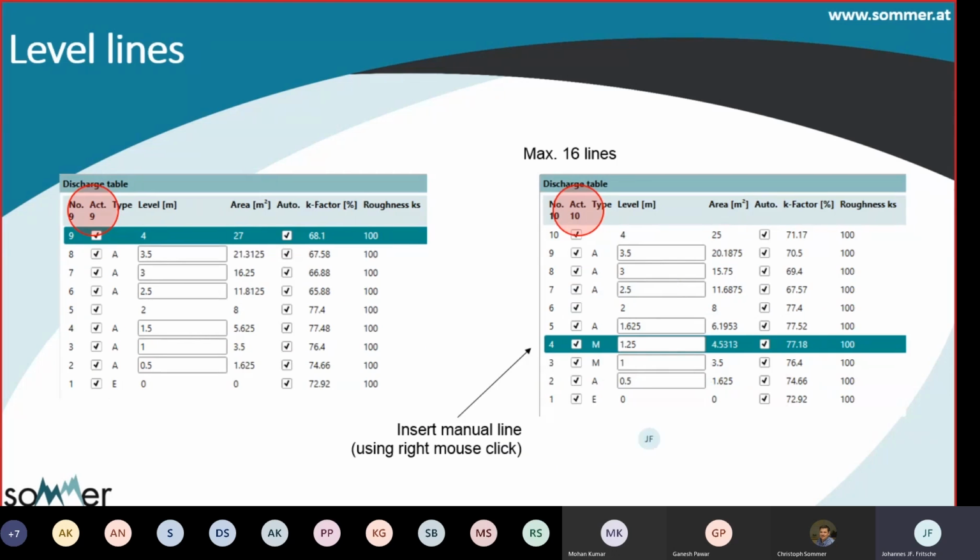Or alternatively, you can add manual lines to this discharge table. So if you click into the discharge table and click the right mouse button, you can add a manual line and set a level line at a position that you think is important for your profile. And so you can add several manual lines, adjust the water level to your needs, and in this way increase your discharge table up to 16 entries.